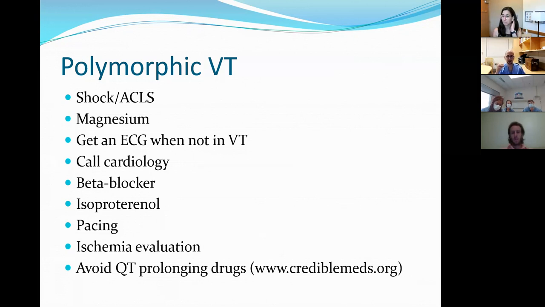And just a little plug, if you have anybody who has long QT syndrome and you're worried about them, or if you see their QT interval is getting a little bit long for whatever reason when they're in the hospital, because maybe they're on a QT prolonging drug, you want to avoid other QT prolonging drugs. There is a website and an app called Credible Meds, crediblemeds.org. You can look up drugs that prolong the QT interval. I use this list all the time, but that's because I follow patients with long QT syndrome. It is a great website or app that can let you look up medications that affect the QT interval.